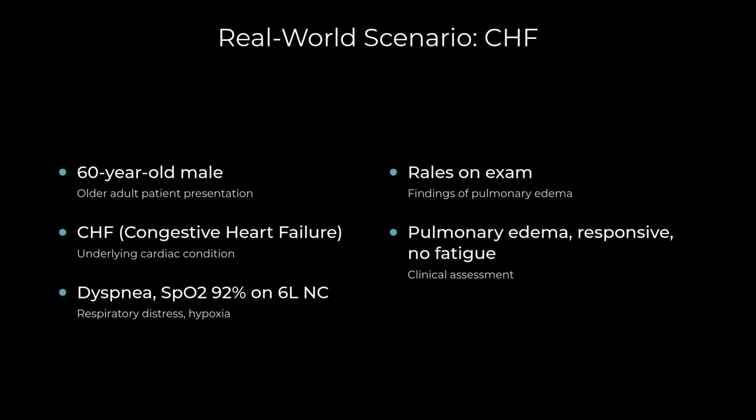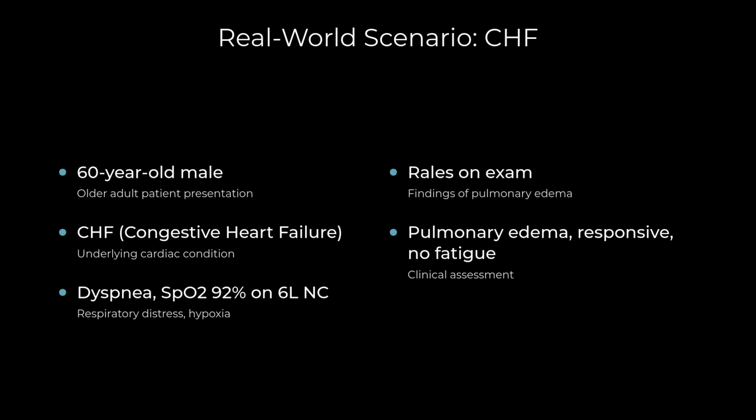Consider a 60-year-old male with congestive heart failure, presenting with dyspnea and SpO2 of 89% on 6 liters nasal cannula. Exam reveals rales and jugular vein distension, signs of pulmonary edema. He's responsive, not fatigued, and his ABG might show mild hypoxemia, PaO2 around 60 millimeters of mercury, but no CO2 retention.